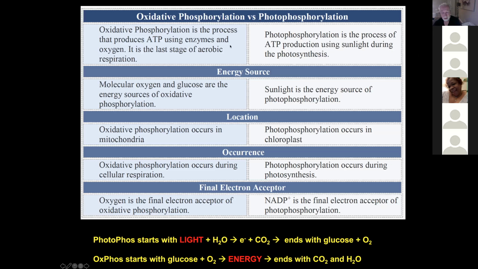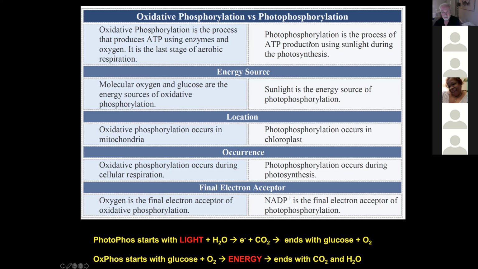And finally, another comparison, in this case between oxidative phosphorylation and photophosphorylation. Not included here is substrate level phosphorylation, which is a different process altogether. So oxidative phosphorylation produces ATP using enzymes, a whole series of enzymes, and oxygen.